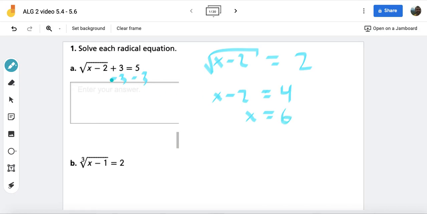Now I need to substitute that back in. 6 minus 2 is 4. The square root of 4 is 2, and 2 plus 3 is 5. So yeah, that works. So this is the answer for the first question. You can click pause if you want to try the second one if you haven't already.